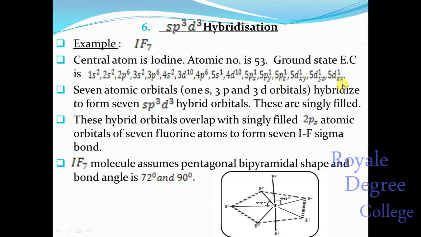So 7 atomic orbitals, what are those? 1 s, 3 p and 3 d are involved in hybridization. So it hybridizes to form 7 sp3d3 hybrid orbitals. These are singly filled. These hybrid orbitals overlap with singly filled 2pz atomic orbitals of 7 fluorine atoms to form 7 I-F single sigma bonds. The iodine heptafluoride molecule assumes pentagonal bipyramidal shape. Here you can see. And the bond angles are 72 degrees and 90 degrees.